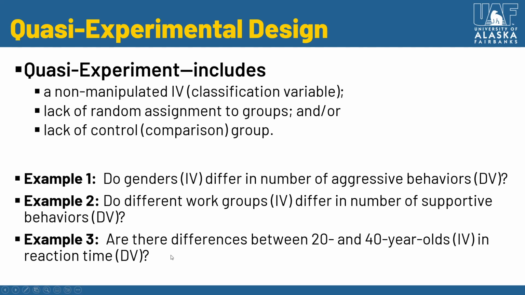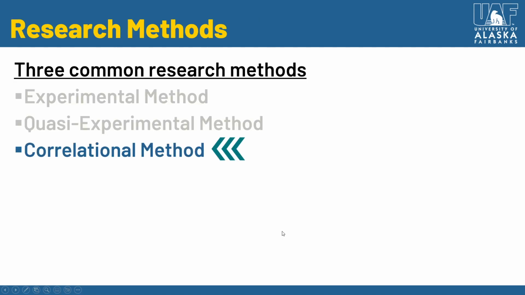Or another example, are there differences between 20 and 40-year-olds in reaction time? There's no such thing as a control group for this study because there's no such thing as someone with no age, because that's a person who just doesn't exist, right? They're either dead or they've never been born. So we just can't have a control group there. So these are some examples of when we want to study something using as much experimental research standards as we can, but we can't quite reach the level of rigor that we need for an experiment just because of the nature of the parameters or boundaries of our study.